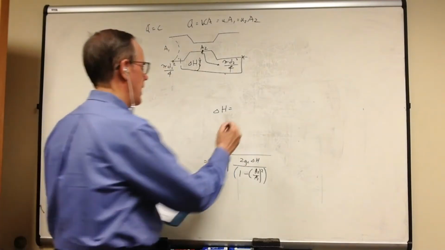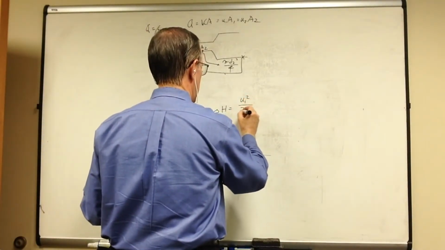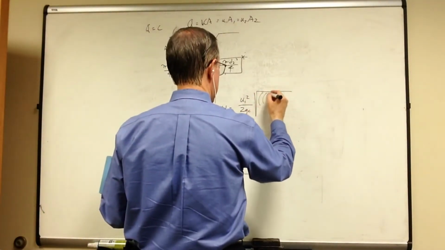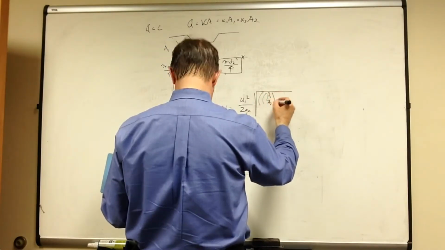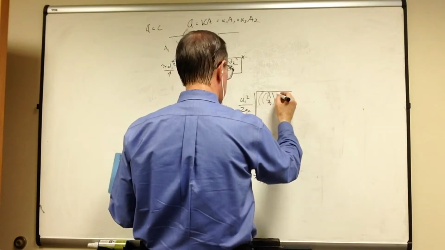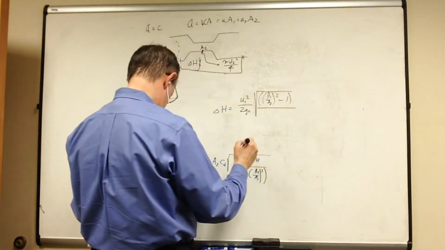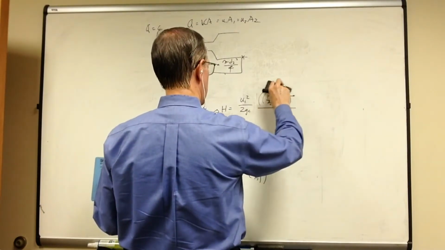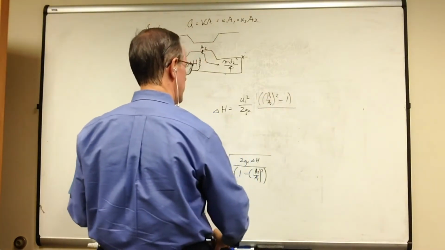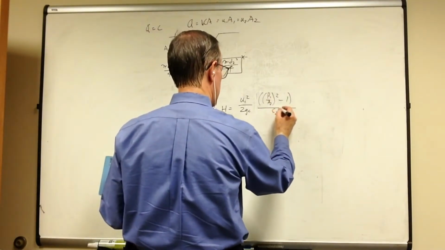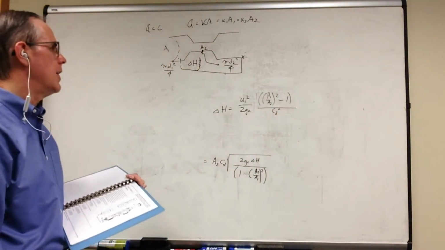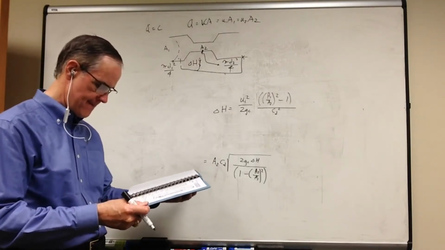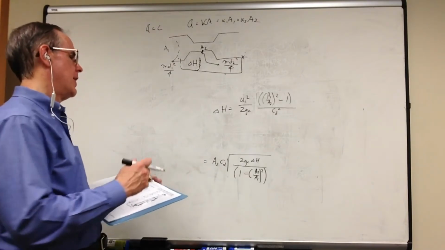If I rearrange this, I will end up with this equation. The square root is gone. There's no square root. In other words, if I knew the coefficient of discharge of this device, I could do the head loss.